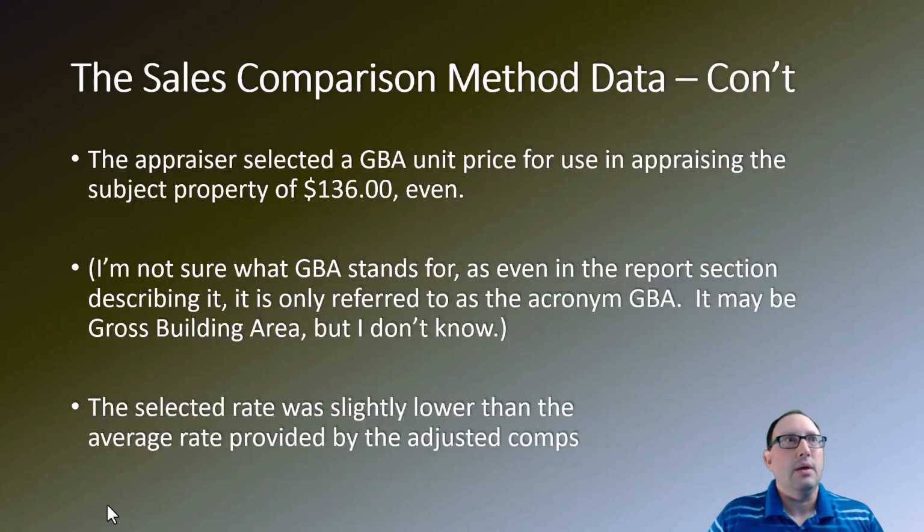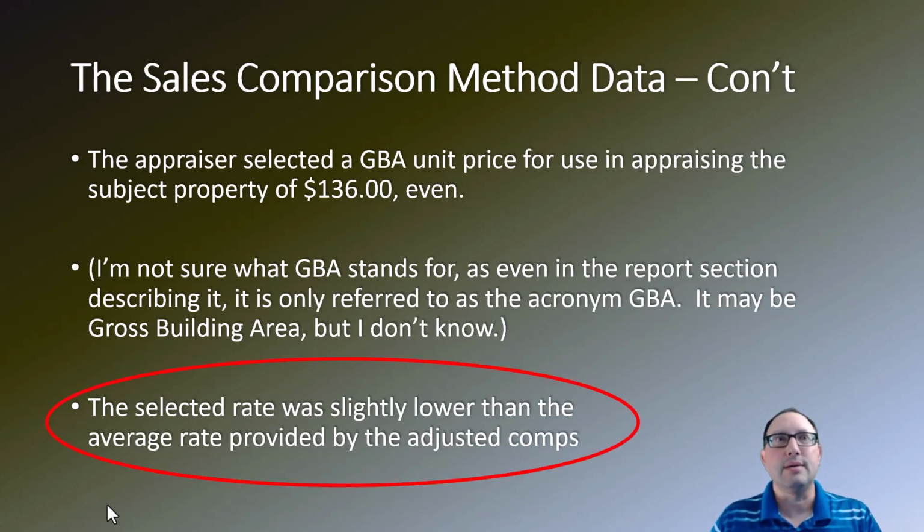So since that 136 even is the selected, see, I'm not really positive what GBA stands for. I looked through the real estate appraisal report to find the definition. In that section that describes what GBA is, it's still only referred to as GBA. So I think it's gross building area, but I'm not positive. But because the selected rate was slightly lower than the average rate provided by the comps, I needed to tweak it. Highlighting that section for you.